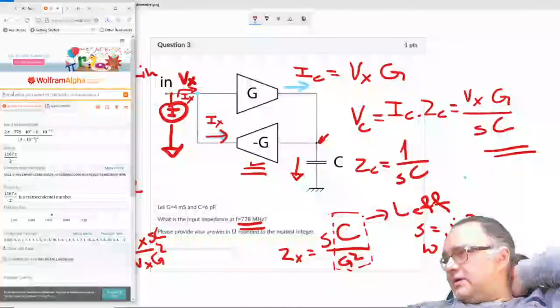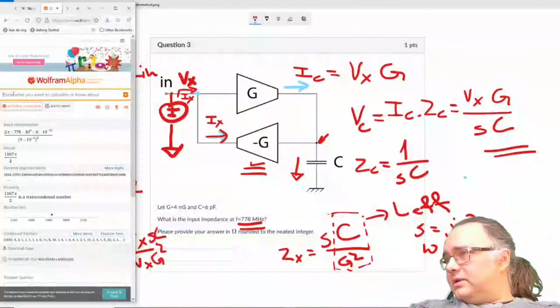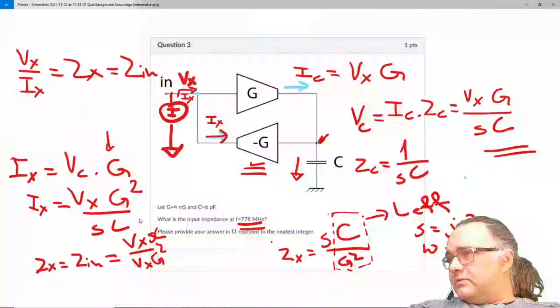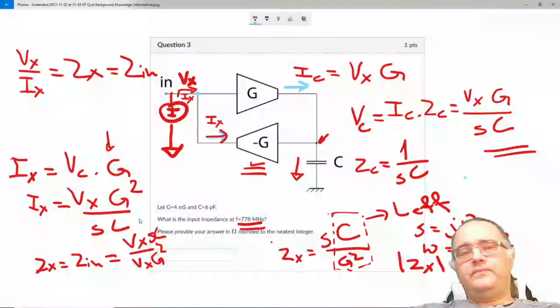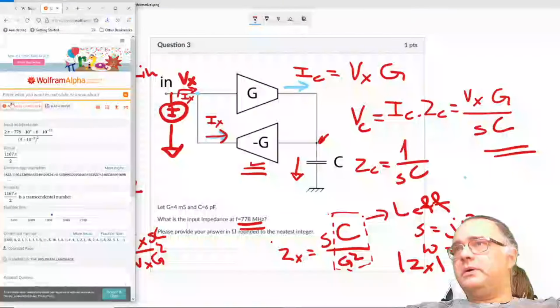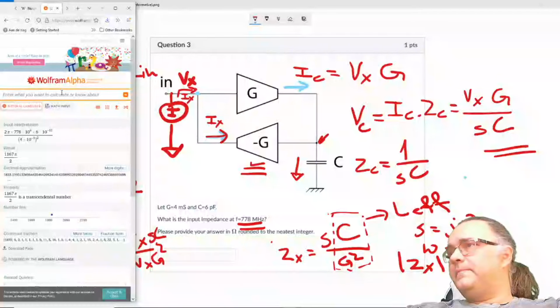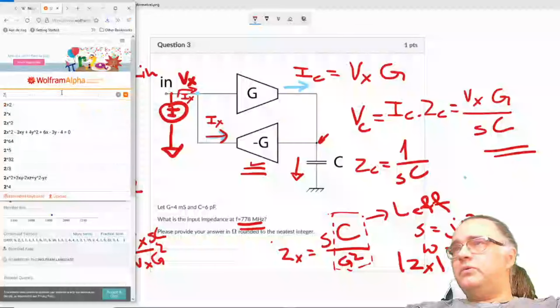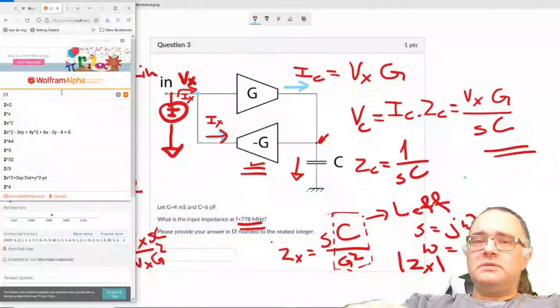Then I need now to calculate what will be Zx in modulus, so I'll drop out the j term. Then let's see. So it will be 2 times pi.